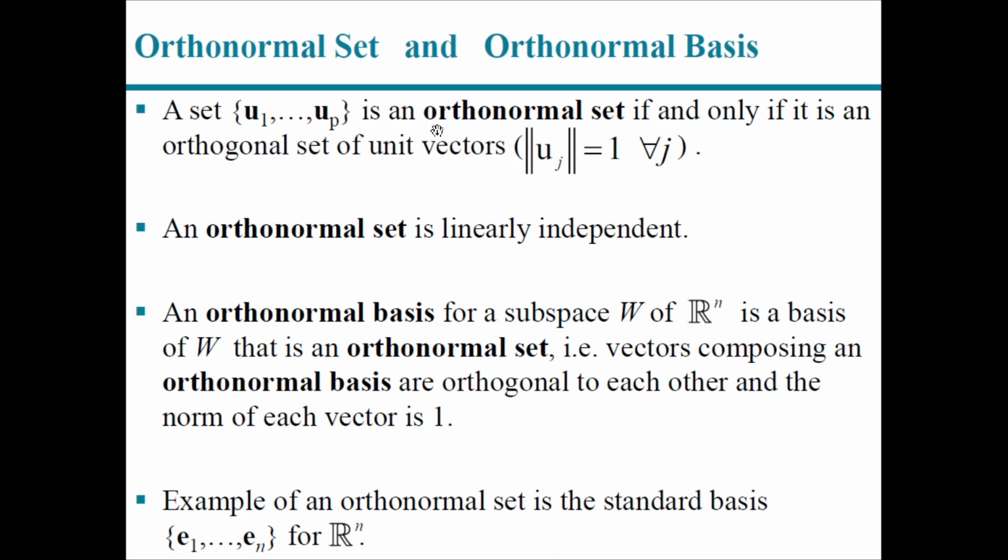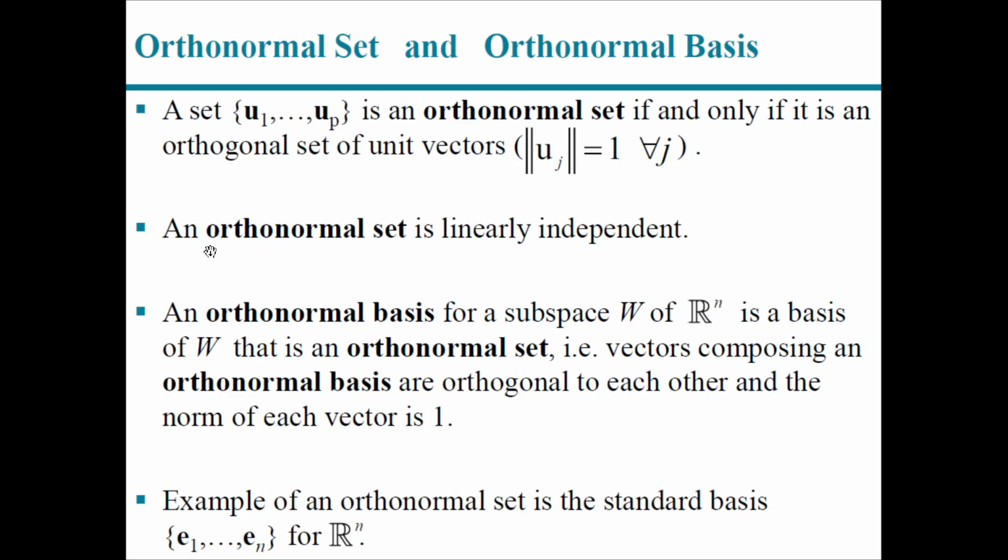So if I have a set that is orthonormal, what does orthonormal mean? Well, that's a set that is orthogonal, so everybody in the set is orthogonal: two by two, the dot product is 0. But also the norm of each vector is 1, so each vector is a unit vector. So an orthonormal set is a set of orthogonal vectors where each vector has norm 1.